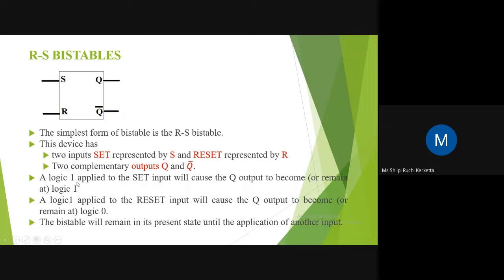So logic 1 is applied to the set. It will cause Q to become logic 1. We will see how it is coming through the simulation. Here this statement is again repeated: a bistable will remain in the present state until the application of another input. Like without changing the clock, it will remain in the same state.